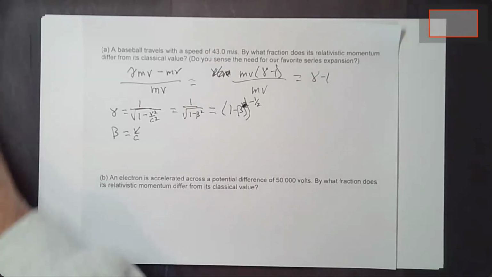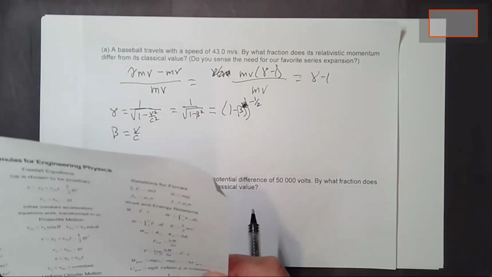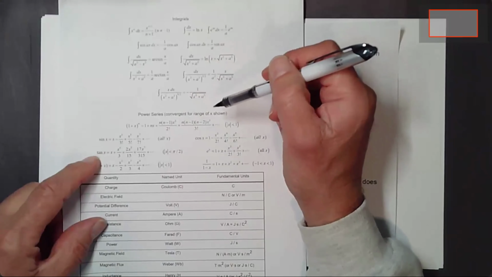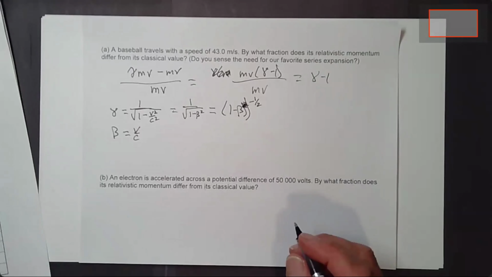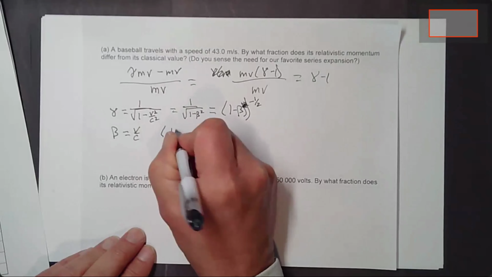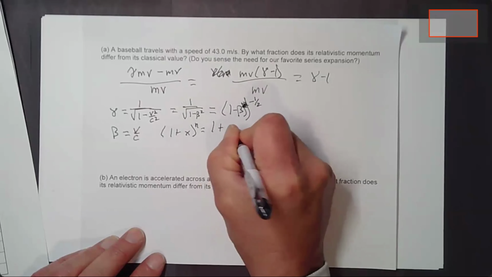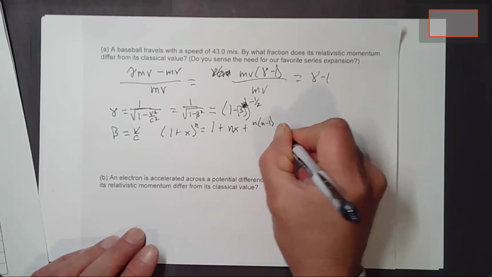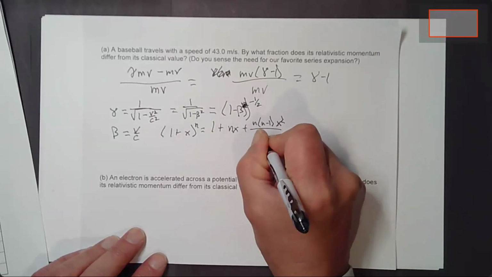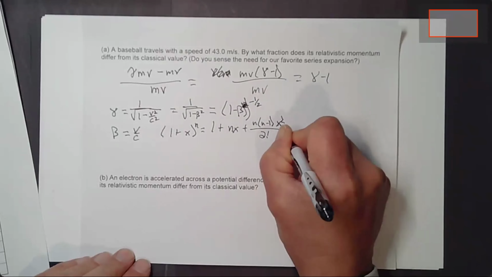However, I can use our favorite series expansion on here, which I'm trying to remember if I've got it on the formula sheet. I should. Oh, yeah, it's over on the back, on the last page that has integrals and a few power series for different things. And it's the 1 plus x to the n. So 1 plus x to the n is equal to 1 plus nx plus n times n minus 1 times x squared over 2 factorial. And then that series just keeps going, plus dot, dot, dot.